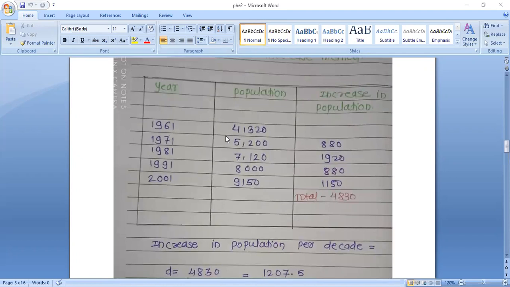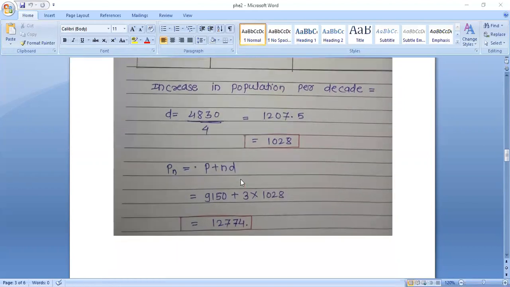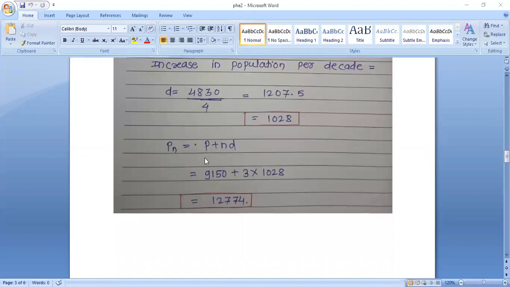For that, the first step is to calculate the increase in population. Then after calculating the total increase in population, we have to find out the increase in population per decade. For that, D is equal to total increase in population divided by number of decades. Then the formula for the arithmetic increase method is Pn is equal to P plus N into D.